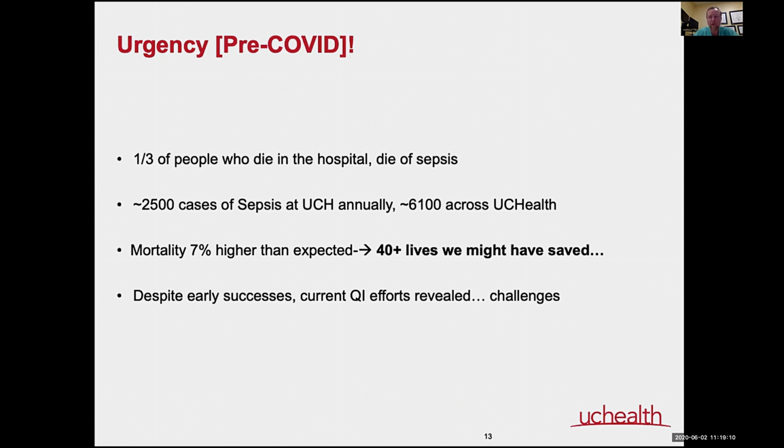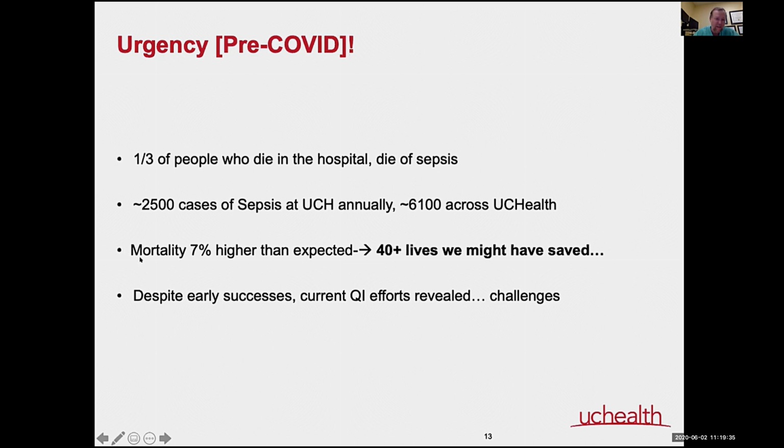And certainly what was the urgency for UC Health? Well, about a third of people who die in hospitals, and this is across the world, die of sepsis. That's an enormous problem. In terms of specific numbers for our health system, at our biggest hospital, we have about 2,500 cases at the University Hospital annually, and over 6,000 across UC Health. So this is going to be a big problem.